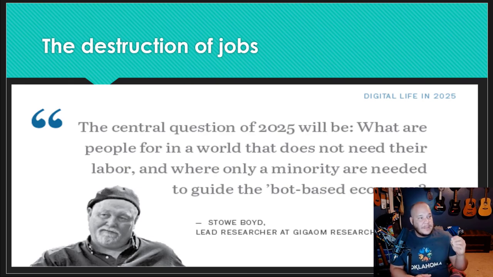Now, the central question, this is a great quote by Story Bird: the central question will be, what are people for in a world that does not need their labor, where only a minority are needed to guide the bot-based economy? What is your skill set? What value do you have in a society that has no place for that skill set?